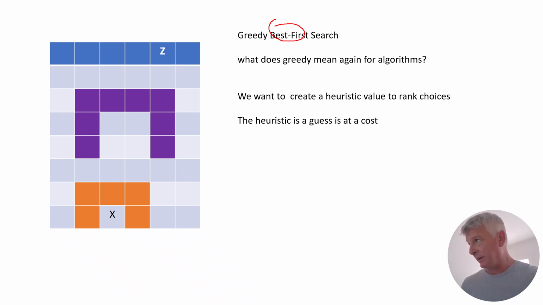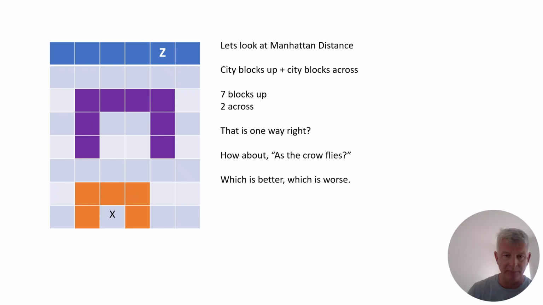Okay, what does greedy mean for algorithms? Well, we're going to make a choice, and it's going to be our best choice when we make that choice. Okay, this is a heuristic guess at all costs. So I want to go from X to Z. This is my obstacle. These orange ones are just for me to make a point about. These are the only places I can go at the time, right? So how am I going to find the shortest path from X to Z? Well, let's look at that.